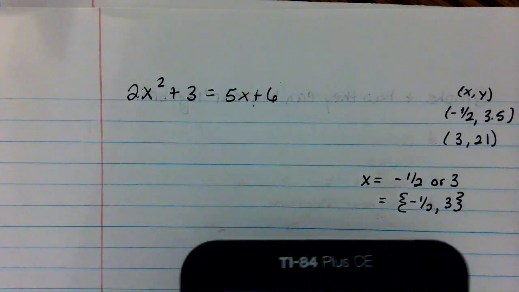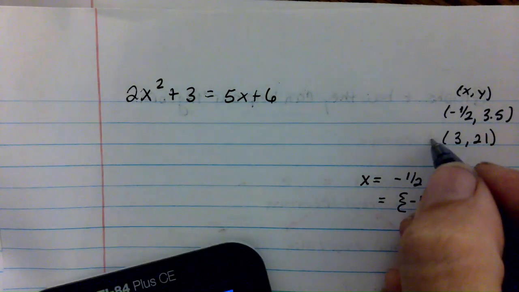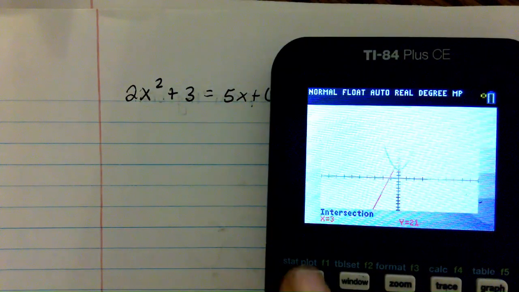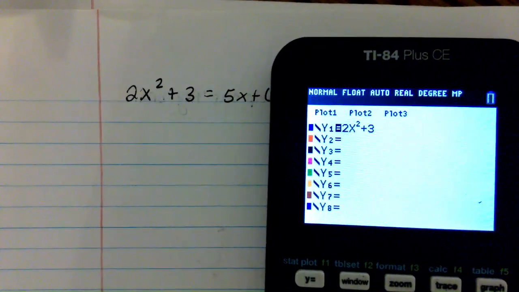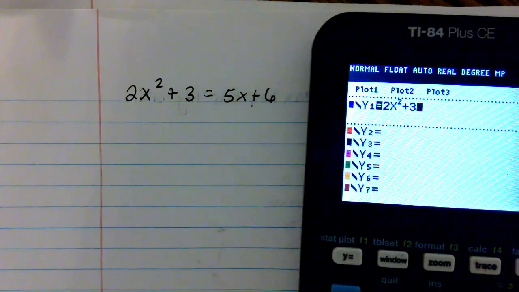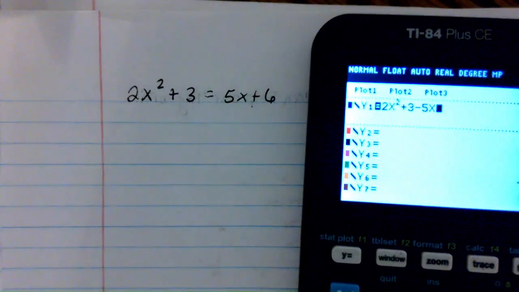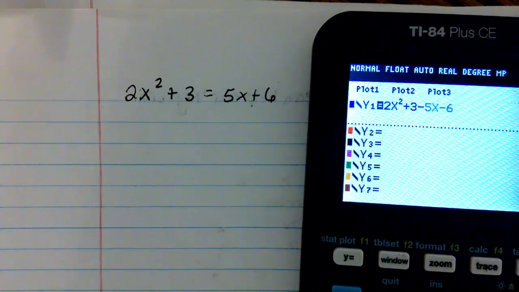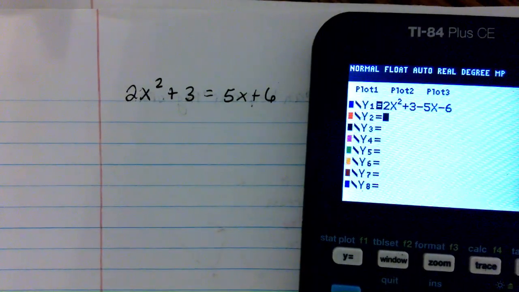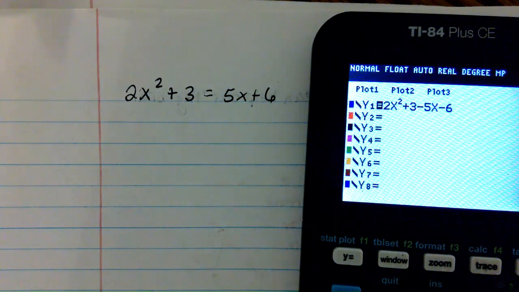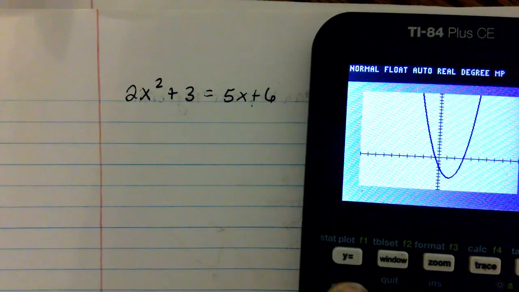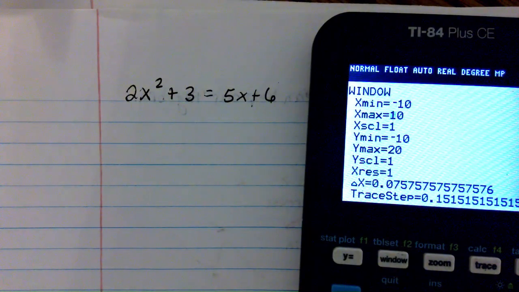I don't like doing it that way because it would have been really easy for us to miss the second answer. Instead, what I prefer to do is clear out that completely. I like to make it all equal 0. So I'm going to subtract 5x, and I'm going to subtract 6. Everything's on one side. It's a parabola. I should be seeing up to 2 answers. Oh, there they are. And now, I'm going to fix my window. I don't like going up that high.